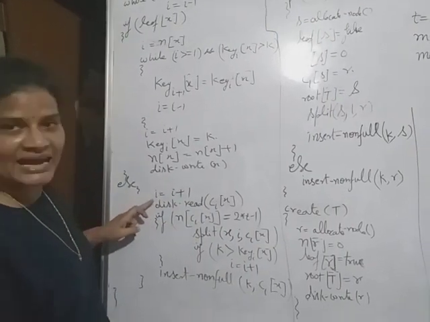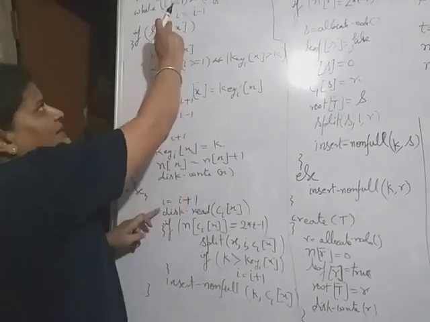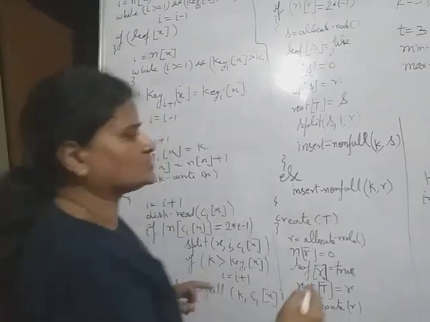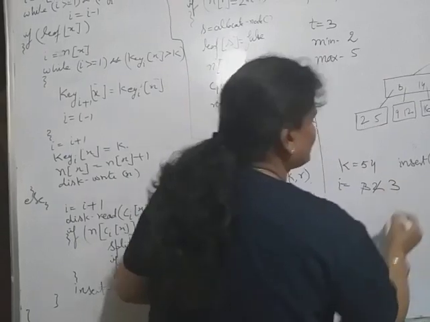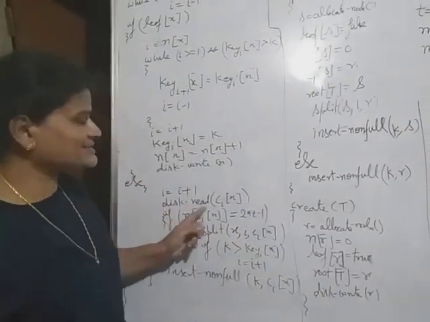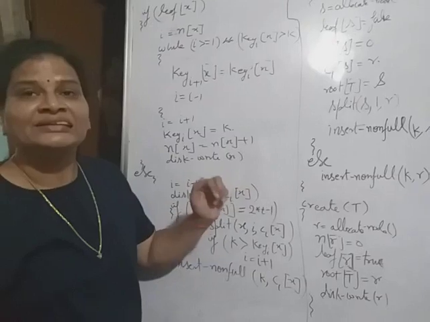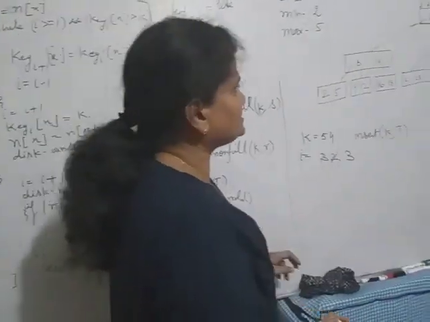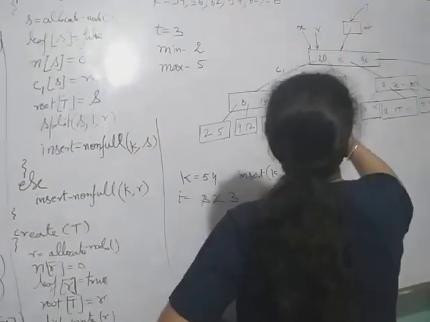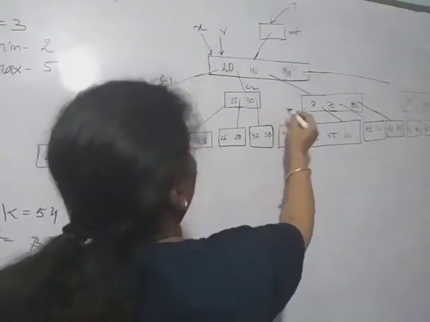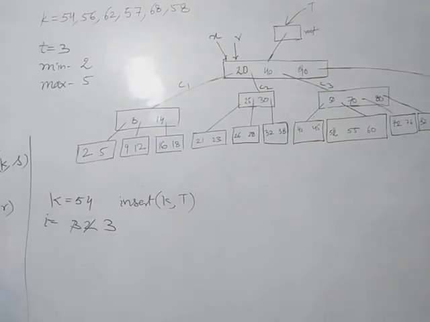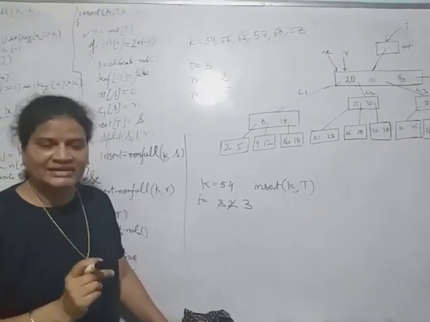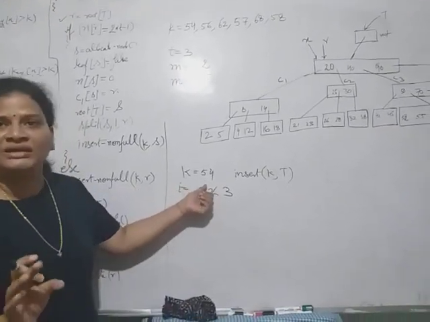So here I have incremented I by 1, so simply I equal to I plus 1. So now the I is 3. Now the third child of x is read from disk. This is C1, the first child of x. This is C2, the second child of x. This is C3. So C3 is the appropriate child in which the 54 can be inserted.